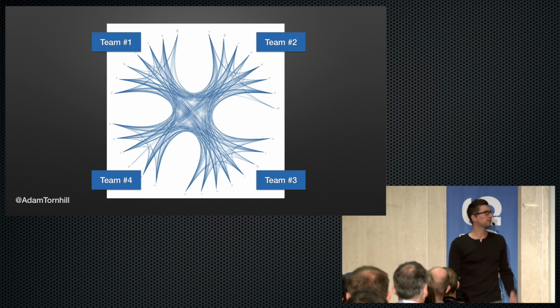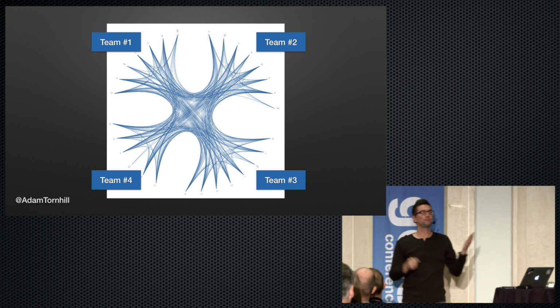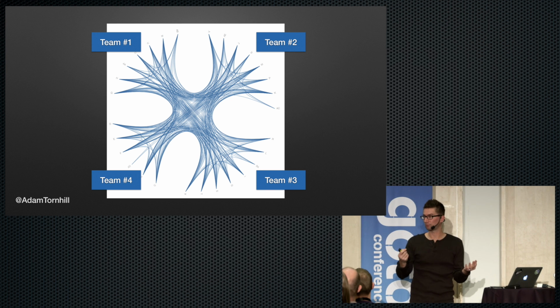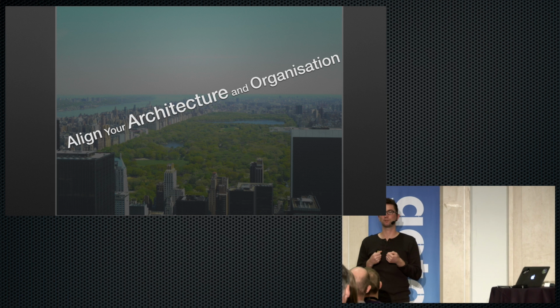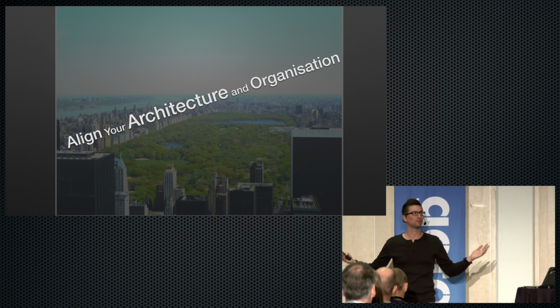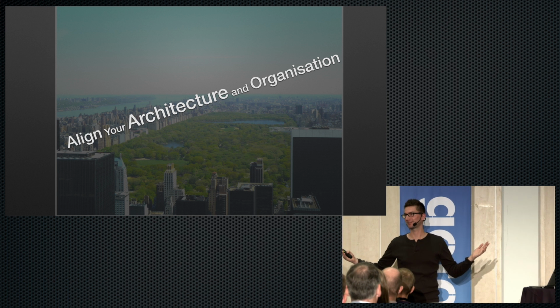So if you find yourself in that situation, there's unfortunately just 2 things you can do. Either you need to change your architecture to support the way you want to work with it, or you need to change your organization. So people, please align your architecture and your organization. Your code is going to thank you for it.